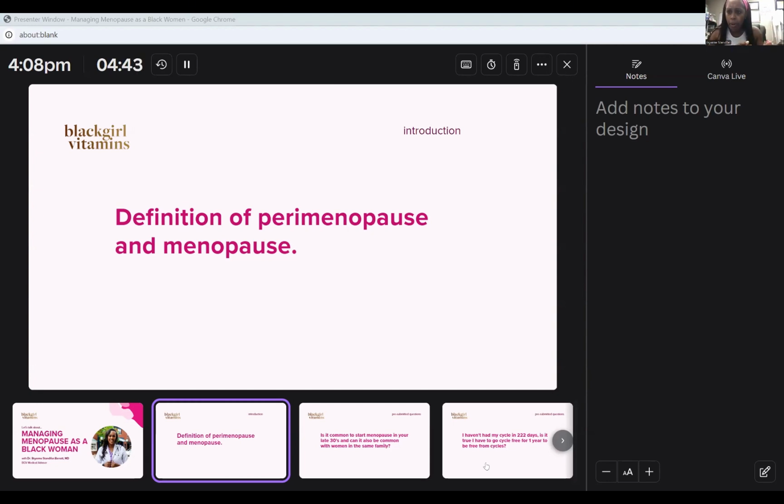In that perimenopause phase, you can go from having irregular periods. They were every 28 days, now they're coming every 14. They can also go where you have a period in May and then you skip all the way until July, something like that. So all of those changes are perimenopause. Once you hit 12 months with no period, that is considered menopause.